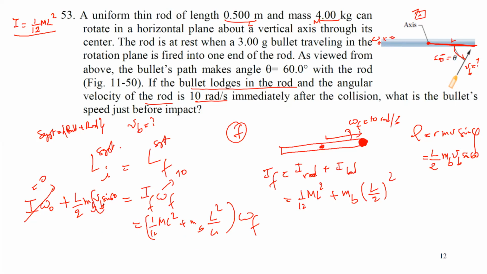The only unknown is V_B. The rest, I know everything. I know L divided by 2, I know m_B, I know sine 60, I know everything. The only unknown is V_B, so I just divide and I get the right answer.